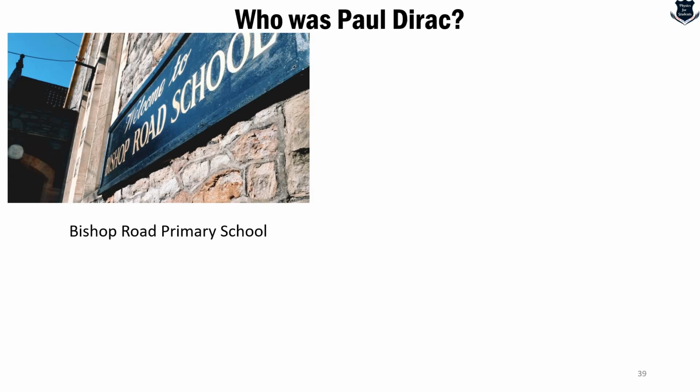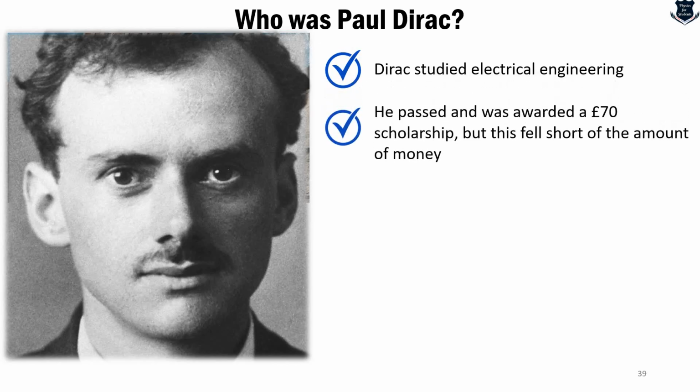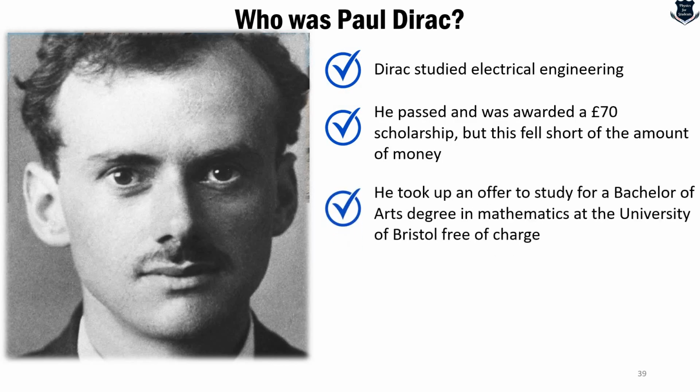Now this was the school where Dirac was educated, Bishop Road Primary School, and then he went to the all boys Merchant Venturers Technical School. Dirac studied electrical engineering at the University of Bristol. He got a scholarship at the University of Bristol's engineering faculty. Shortly before he completed his degree in 1921, he sat for the entrance examination for St. John's College, Cambridge. He passed that with an award of £70, but this fell short for his study to go to Cambridge.